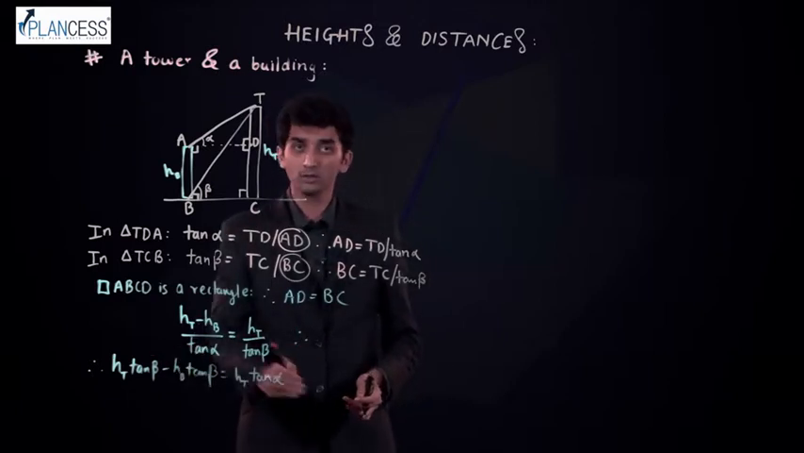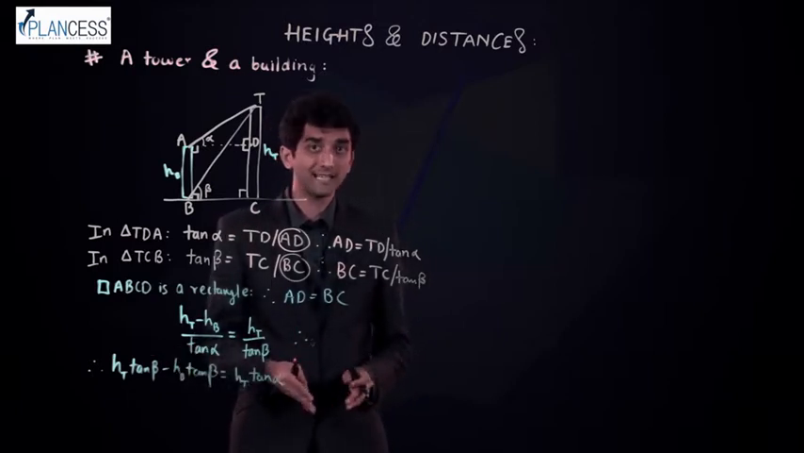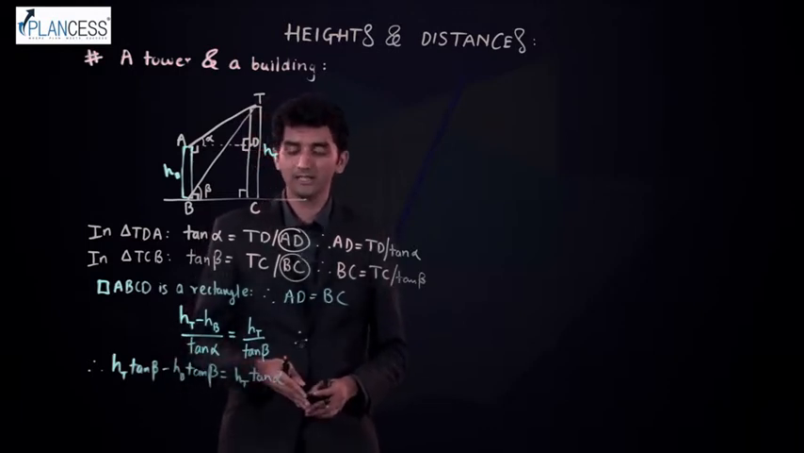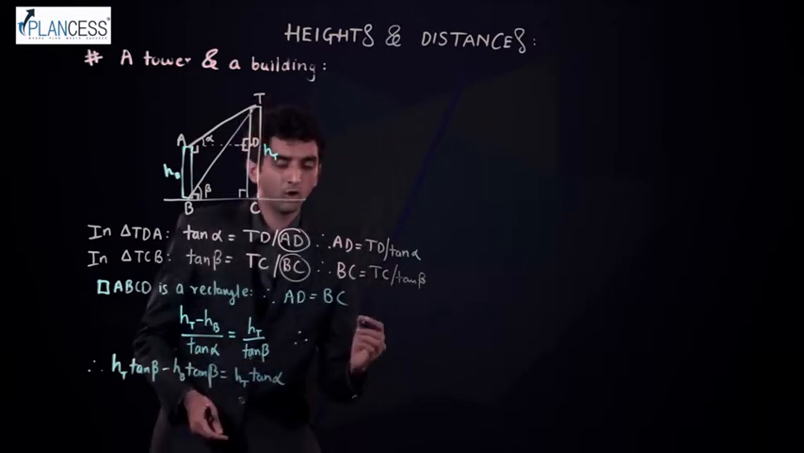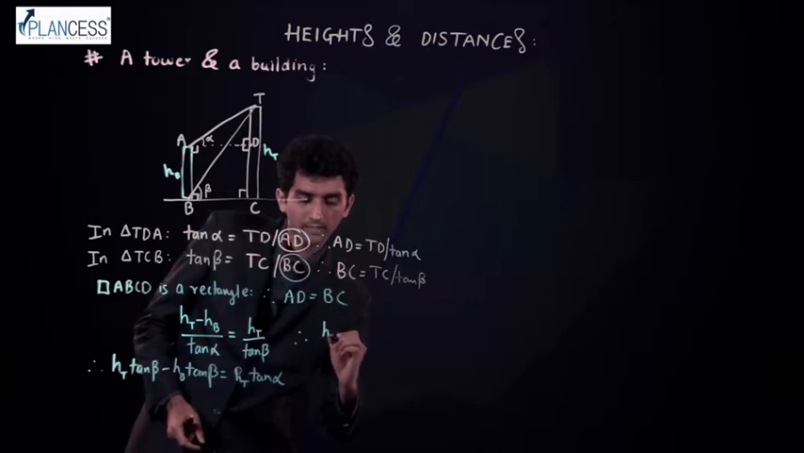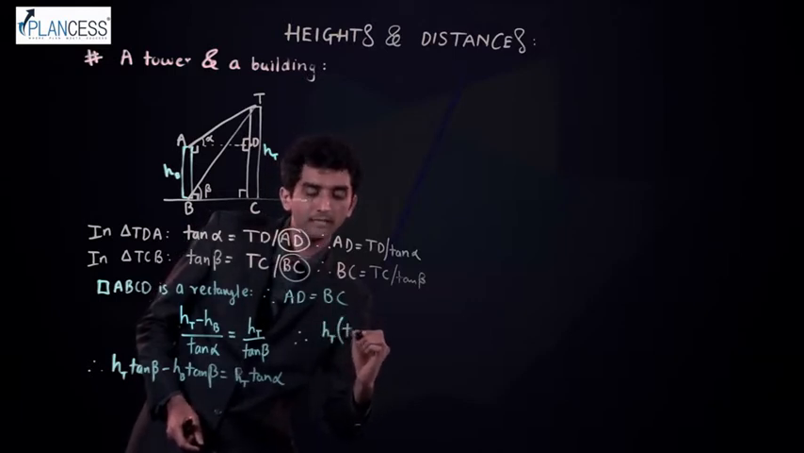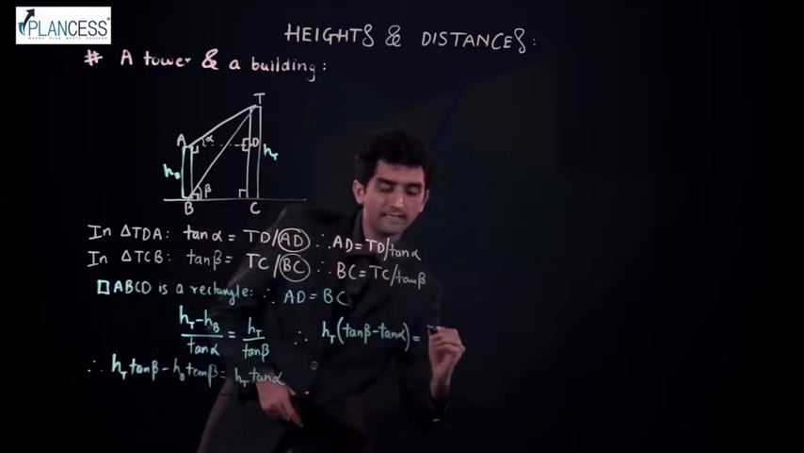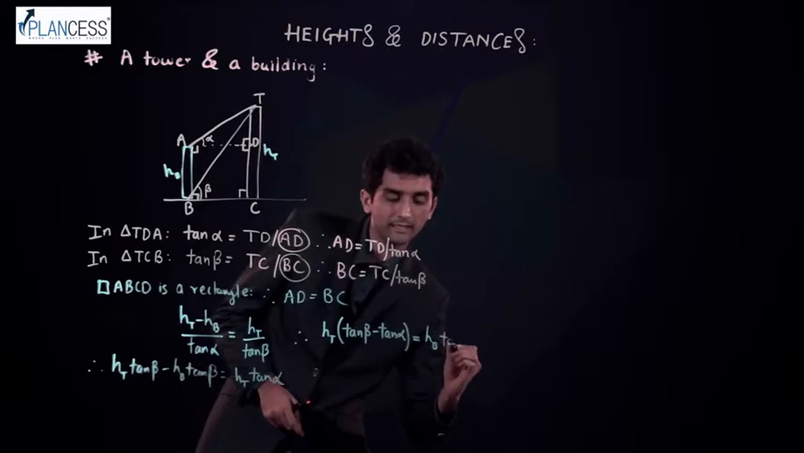So this term goes on the other side, becomes plus HB tan alpha. This comes here, so it becomes minus HT tan alpha. So taking HT common, we can write HT into tan beta minus tan alpha is equal to, on the other side as I said, HB tan beta.